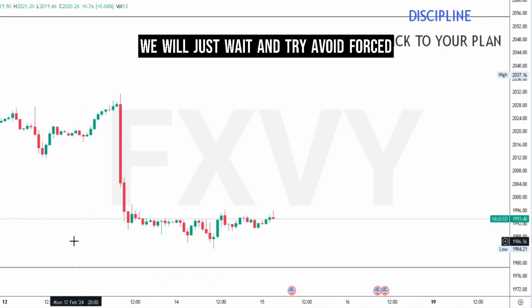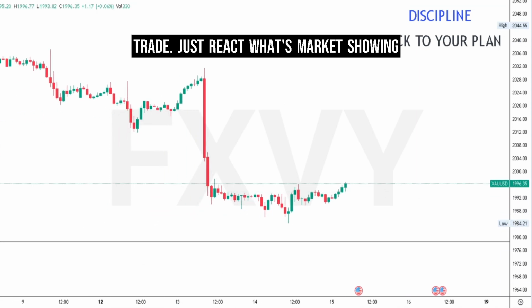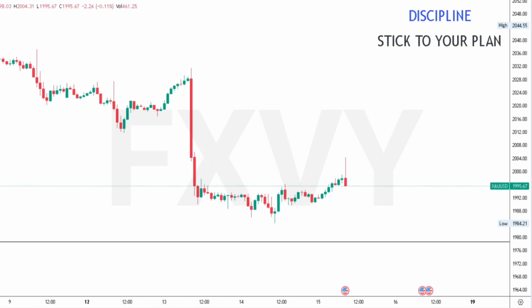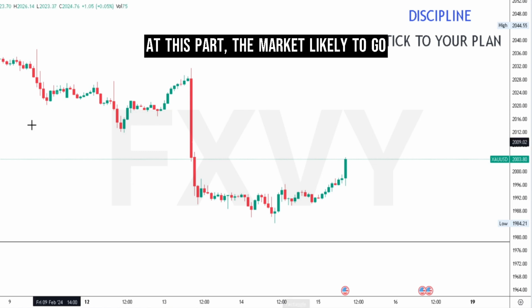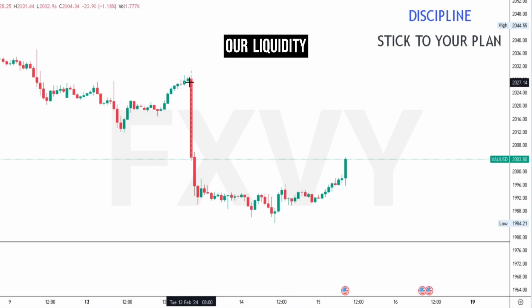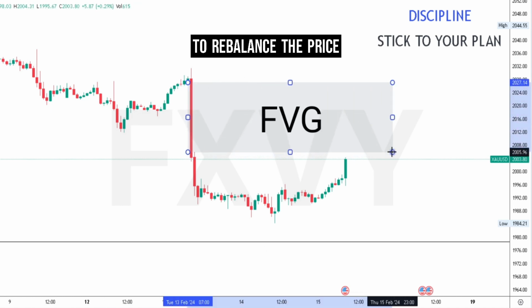We will just wait and try to avoid forced trades. Just react to what the market is showing us. At this part, the market is likely to go back to its previous old high and will probably fill the gaps of our liquidity void to rebalance the price.